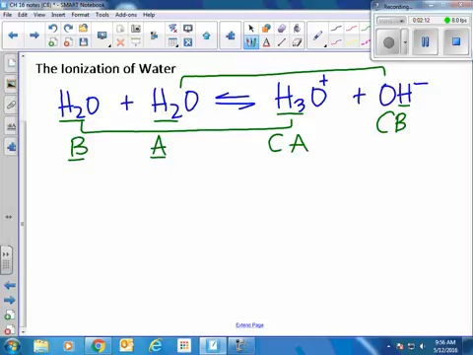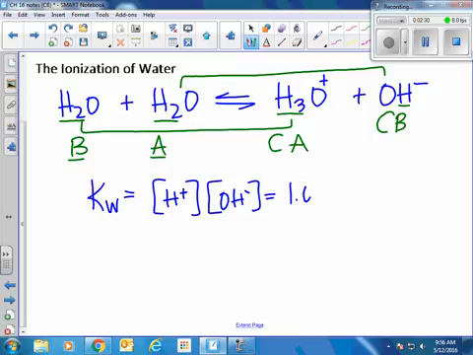So the Kw is equal to our ionization constant for water, and that is on one of your gold sheets, so we'll talk about that in a second. It is equal to your hydrogen ion concentration times your hydroxide ion concentration, and the constant is 1.0 times 10 to the negative 14th. So we're going to use this so that we can determine if something is acidic or basic.